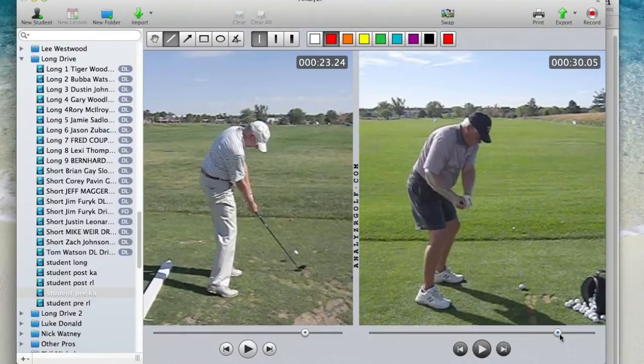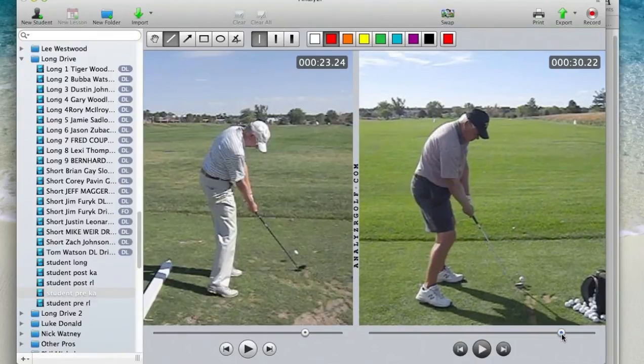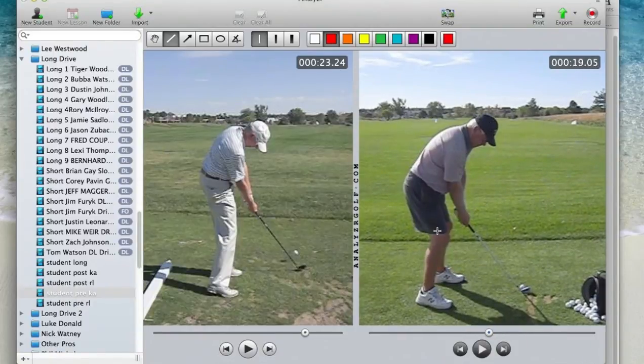So his thighs get back to roughly square when he's making contact with the golf ball. Now he starts with them in a little bit closed position, but they get relatively back to the same position right about when he's making contact with the golf ball.